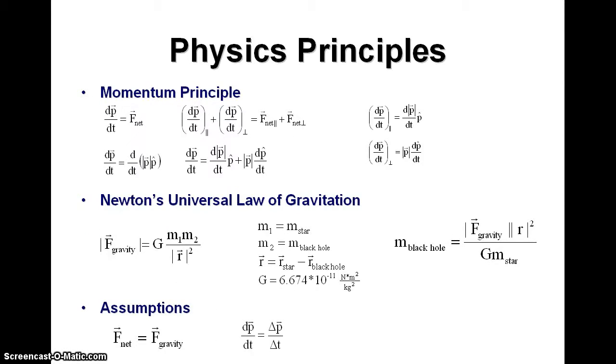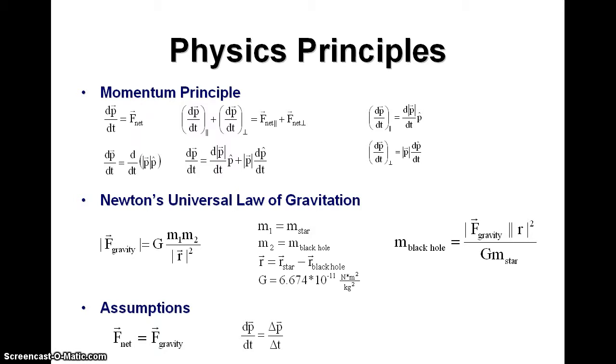I will now cover the physics applied to my model. First, to analyze the data from the star, I use the derivative form of the momentum principle. The derivative of momentum with respect to time is equivalent to the net force. This can be broken into parallel and perpendicular components. By decomposing the momentum into its magnitude and direction, and applying the product rule, we find that dp/dt parallel is equal to d magnitude of p/dt times p hat, and dp/dt perpendicular is equivalent to the magnitude of p times dp hat/dt.